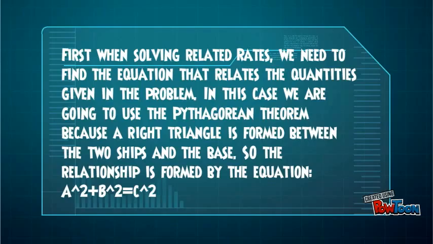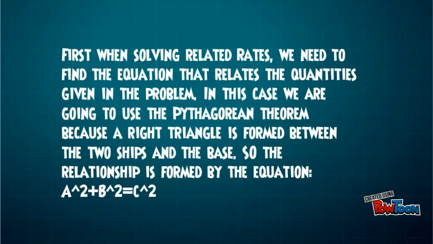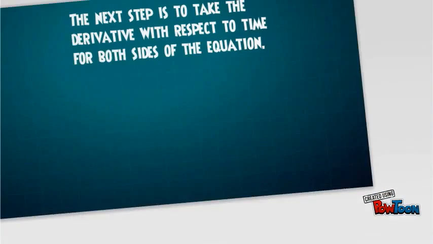First, when solving related rates, we need to find the equation that relates the quantities given in the problem. In this case, we are going to use the Pythagorean theorem because a right triangle is formed between the two ships and the base, so the relationship is formed by the equation a squared plus b squared equals c squared.